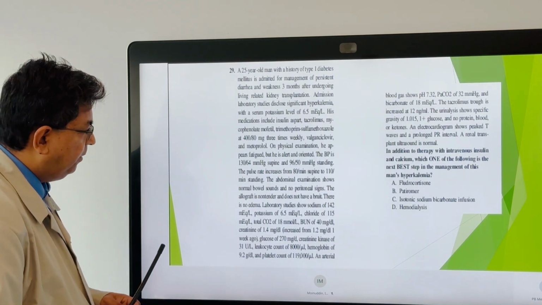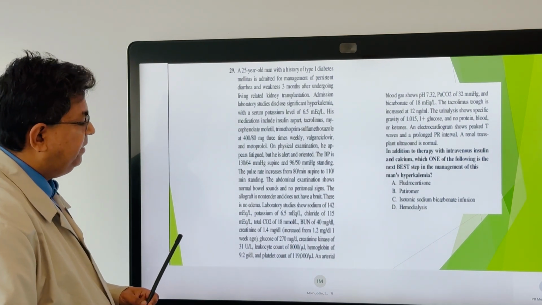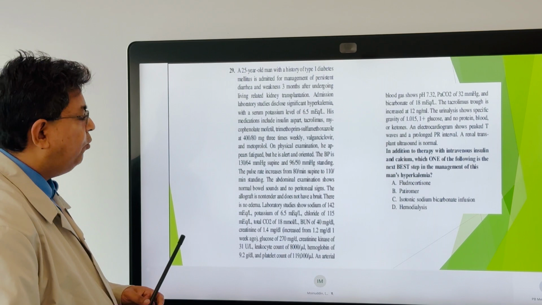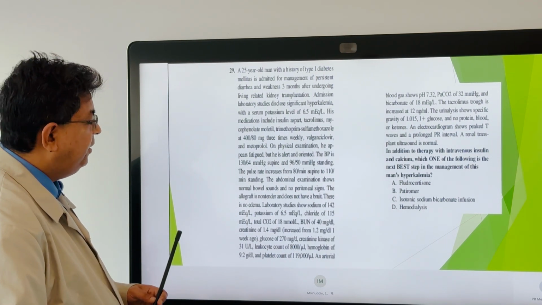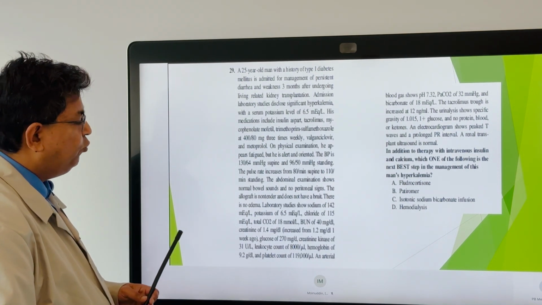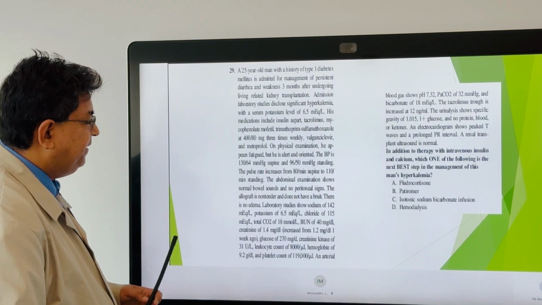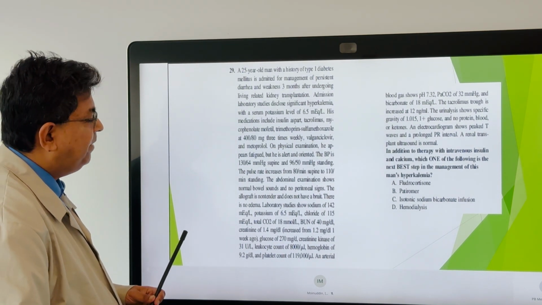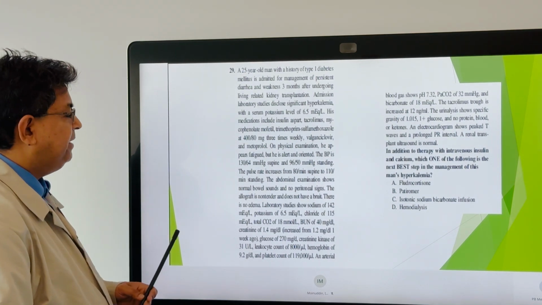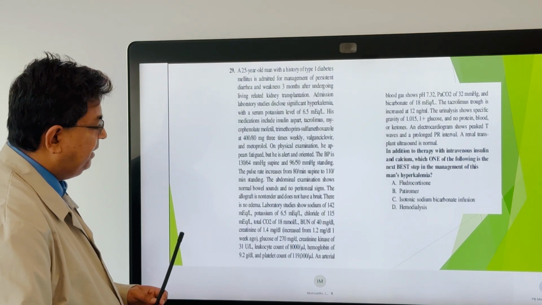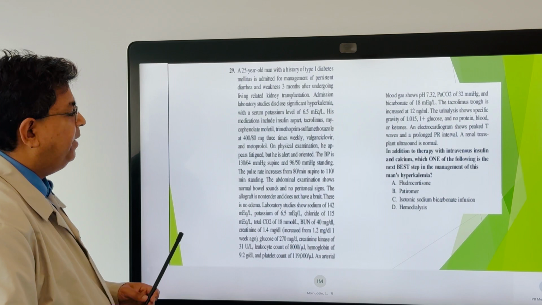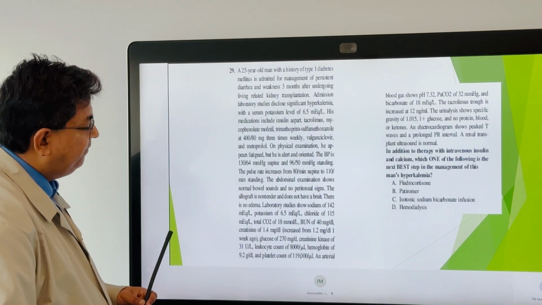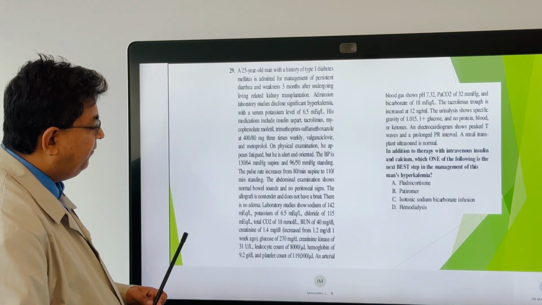and metoprolol. On physical examination, he appears fatigued, but he's alert and oriented. The blood pressure is 130 over 64 millimeters of mercury supine and 96 over 50 millimeters of mercury standing. The pulse rate increases from 80 per minute supine to 110 per minute standing. The abdominal examination shows normal bowel sounds and no peritoneal signs. The allograft is non-tender and does not have a bruit.